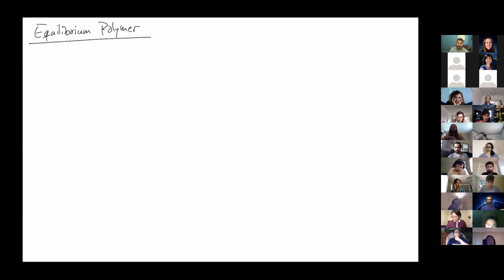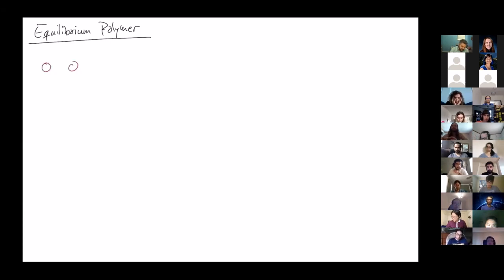There we go. Okay, all right, so what we're gonna be talking about then, seeing as it's not an active process, is what's usually called equilibrium polymer. Okay, and by this we mean that the binding reactions are going to be all in equilibrium.